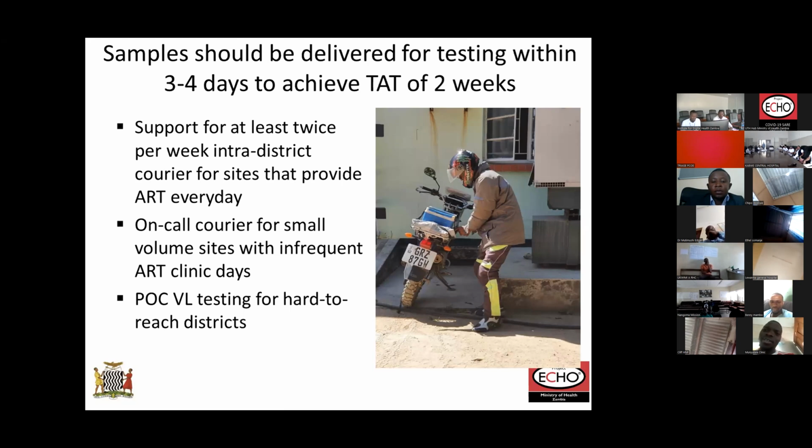For small volume sites, those that do ART once or twice a week and usually have very few samples, it's good to have an on-call courier. When you have samples, you call the courier. The bike comes and picks up the samples, because having a courier pass through every 3 days or twice a week doesn't make sense, since sometimes there are no samples. So these are some of the best practices we need to follow.